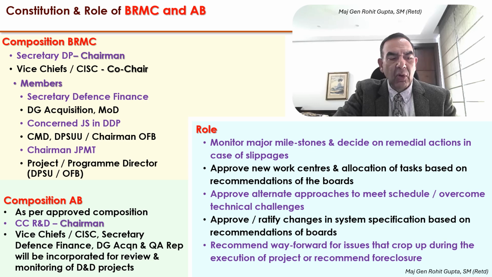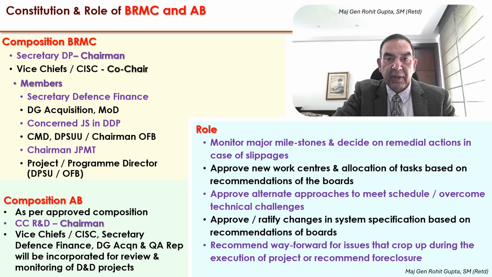Now the composition and role of the biannual review and monitoring committee, which is basically of the DPSUs and the OFP, and the apex body of the DRDO. The composition of the BRMC: the Secretary DP himself is the chairman, while the Vice Chief of the CISC is co-chair. The members may be Secretary Defence Finance, DG Acquisition of the MOD, the concerned Joint Secretary in the Department of Defence Production, the CMD of the DPSU concerned, the chairman of the OFP, and the chairman of the JPMT is a part of the BRMC. The project director and program director from the DPSUs and the OFP are a part of the BRMC.